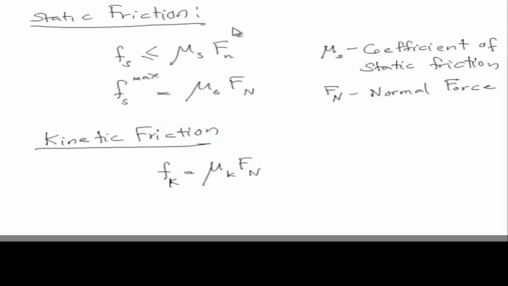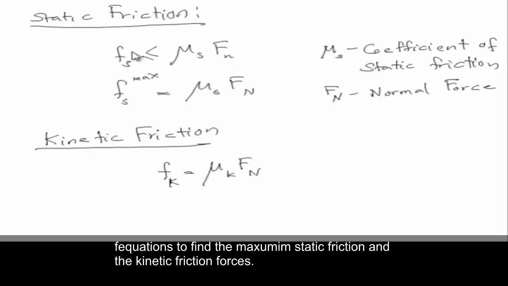So these are the equations. For static friction, the static friction force is always less than or equal to mu s times Fn. Mu s is called the coefficient of static friction. Fn is the normal force. Fs max, the maximum static friction force, is equal to mu s times Fn.